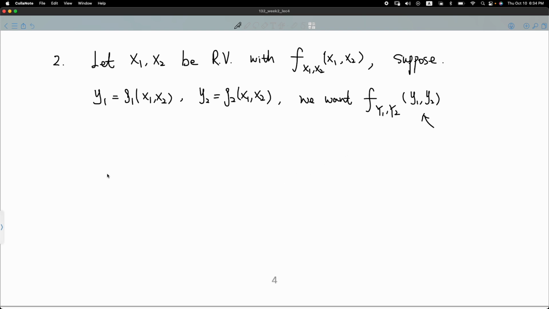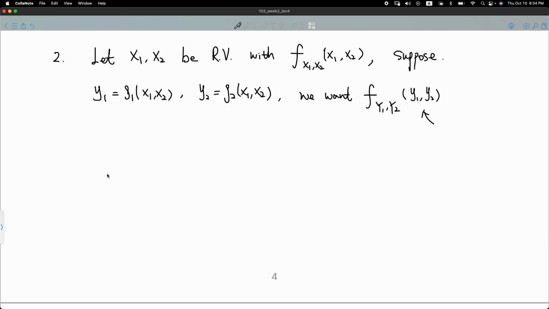Our goal is to get this function here, so we need to define something else. Let x1 be the inverse function h1 with the input y1 and y2, and also x2 be h2, which is the inverse function, also with y1 and y2.